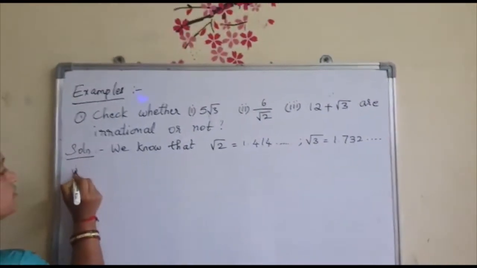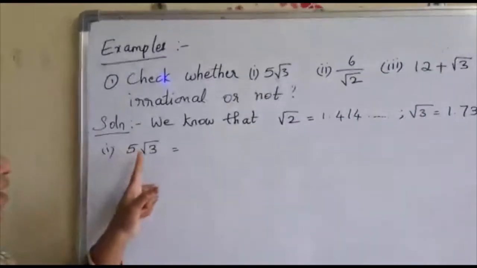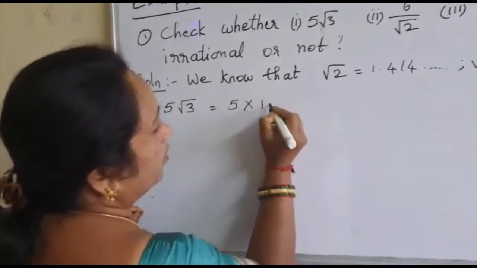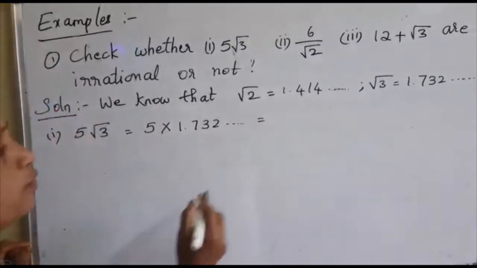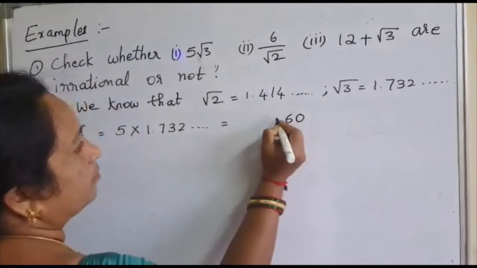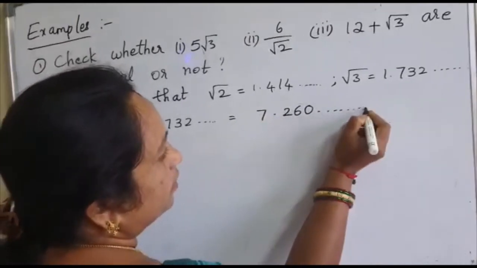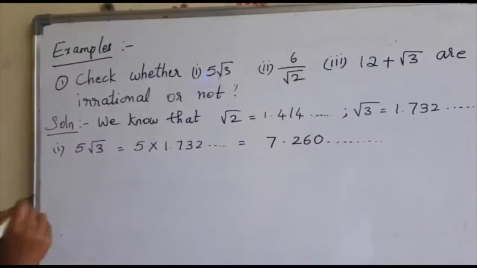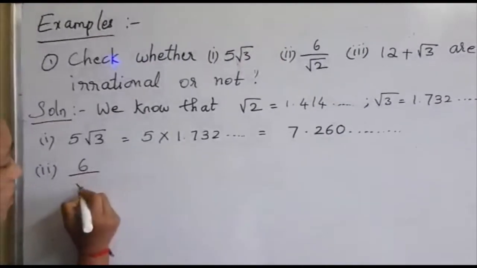Now let us take the first question, 5 root 3. 5 root 3 is nothing but 5 into root 3. Now let us take the value of root 3 as 1.732 and so on. Now if you multiply, you will again get an irrational number. So you will get like this, and here you will be getting dots, 8.660 and so on.